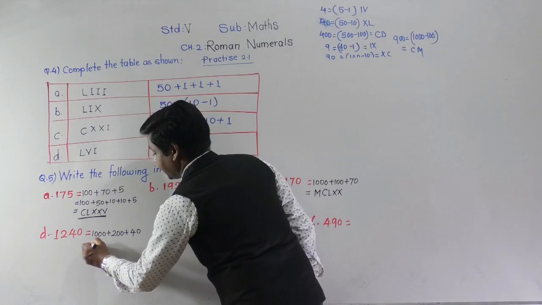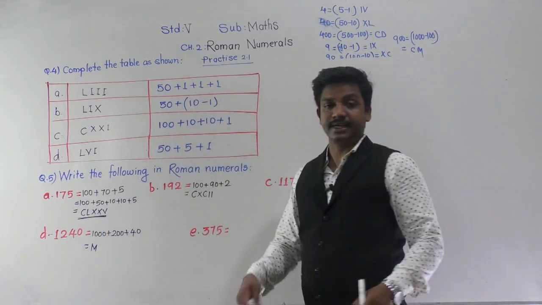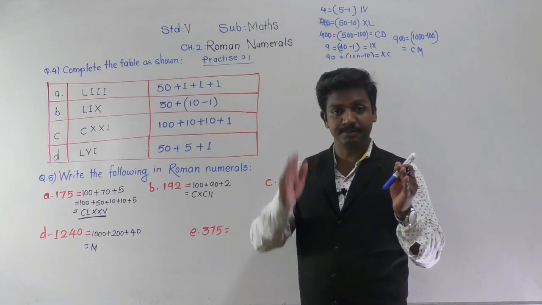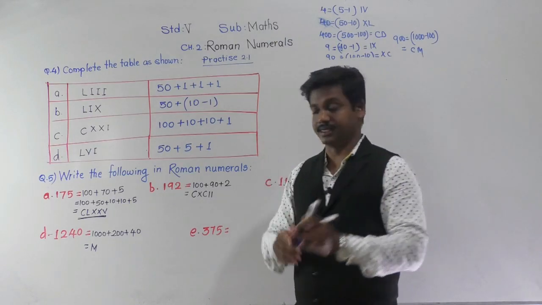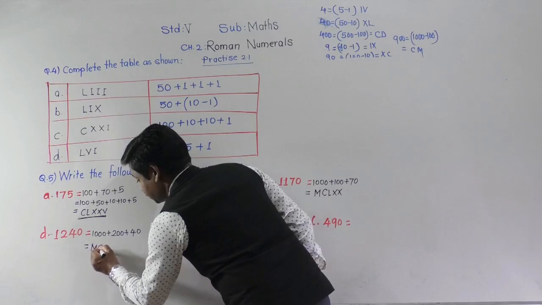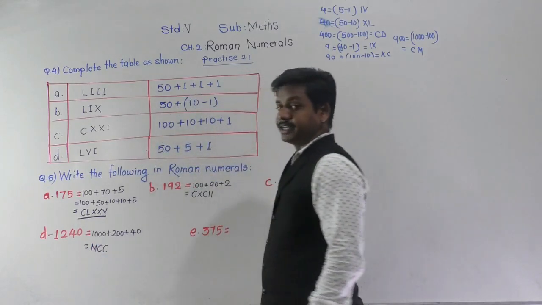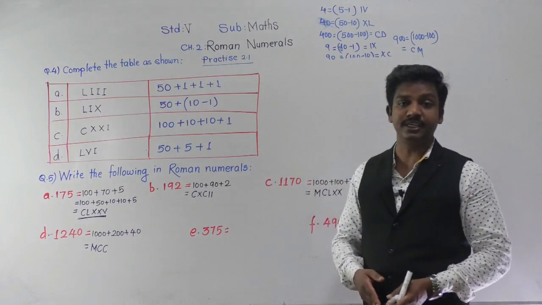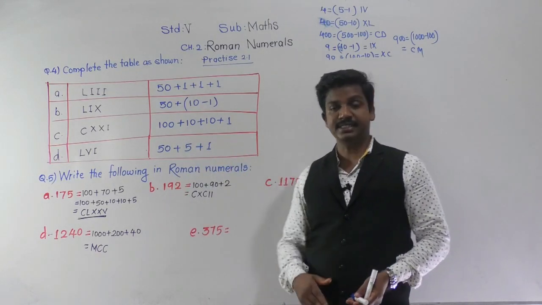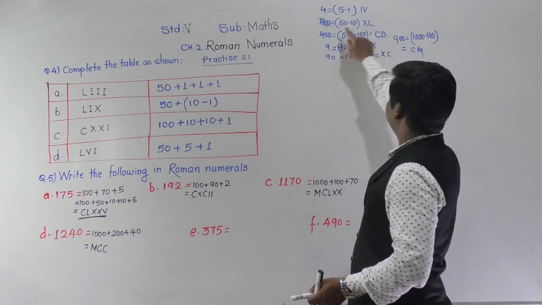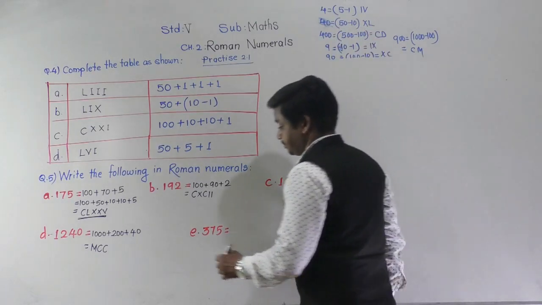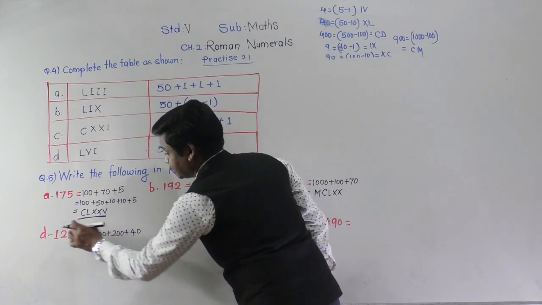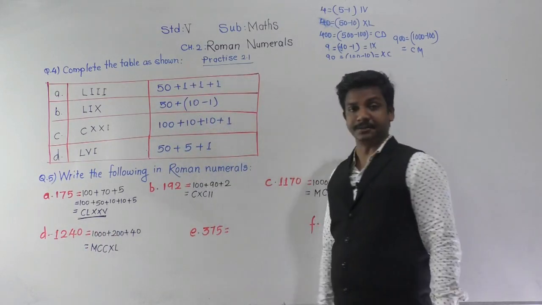Okay, for 1240, 1000 plus 200 plus 40. Now for 1000 we have M. For 200, directly there is no symbol, but 200 means 100 plus 100, that is CC. For 40 again, directly there is no symbol, but how to write 40? 50 minus 10, that is XL. So MCCXL, that is 1240.